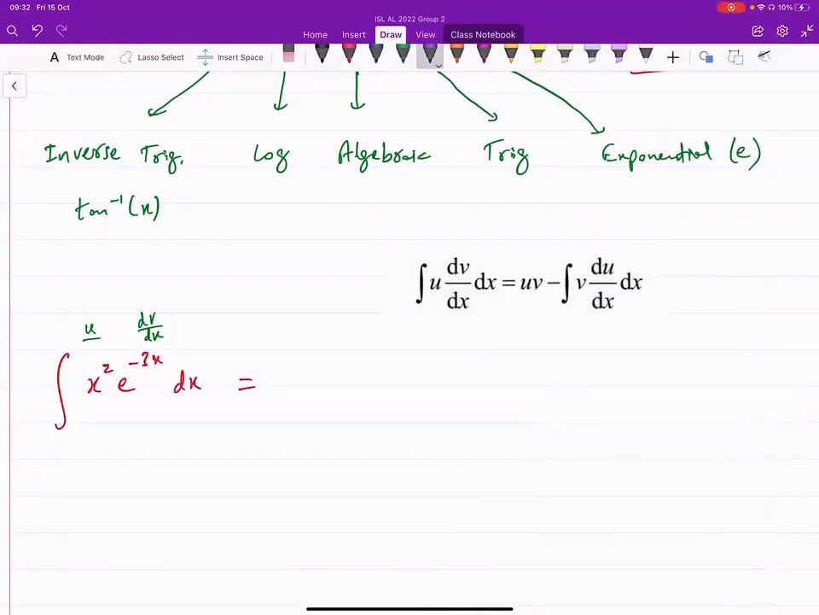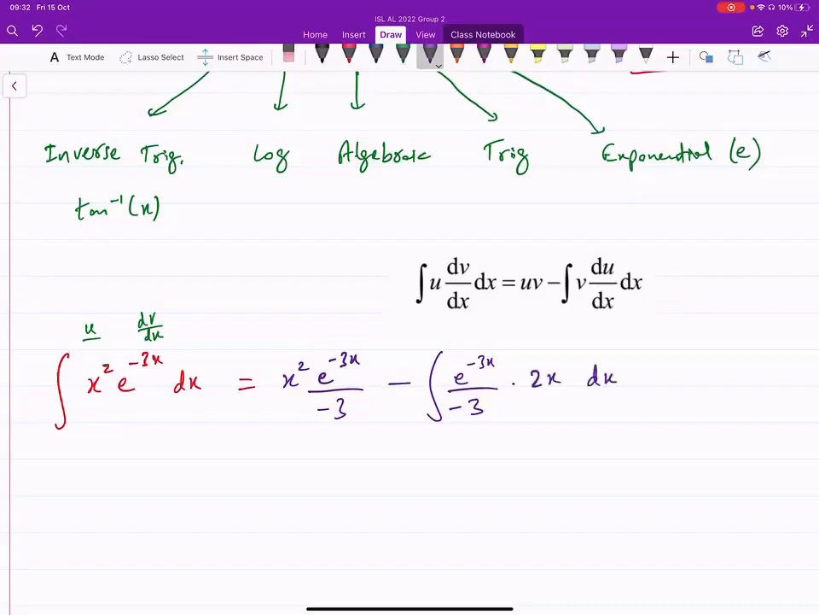Okay, so how do we do this? u into v, right? u as it is we write, x square. v is the integral of this thing. What will that be? e raised to power -3x divided by -3. That's u into v. Minus integral of v. v is now e raised to power -3x divided by -3, and du over dx, its derivative, is 2x.